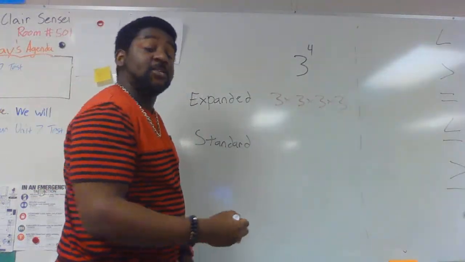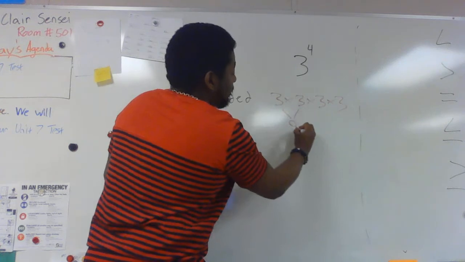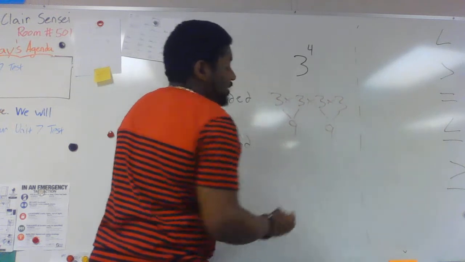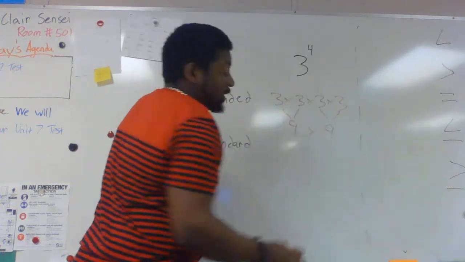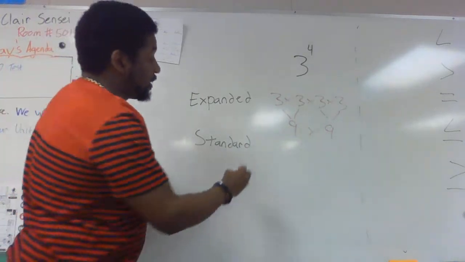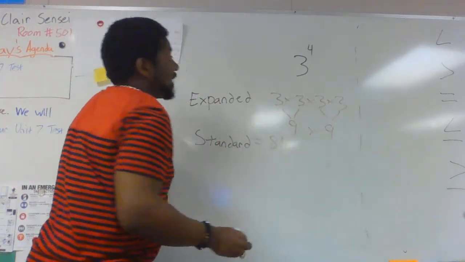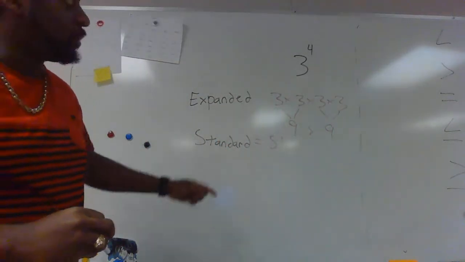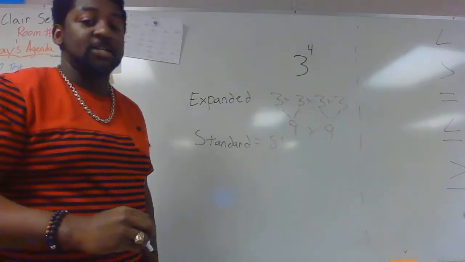Standard form is the answer. You would just solve this problem. 3 times 3 is 9. 3 times 3 is 9. Y'all know 9 times 9 is 81. So standard form is 81 for that problem there, y'all. 3 to the 4th power in standard form. The answer is 81.